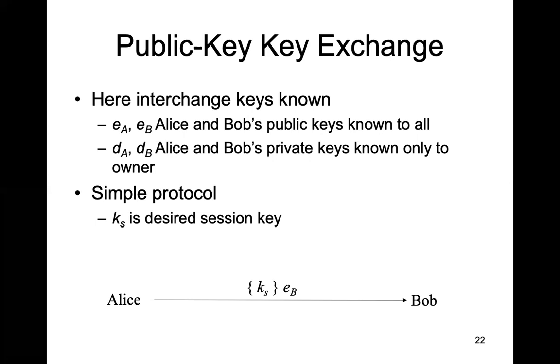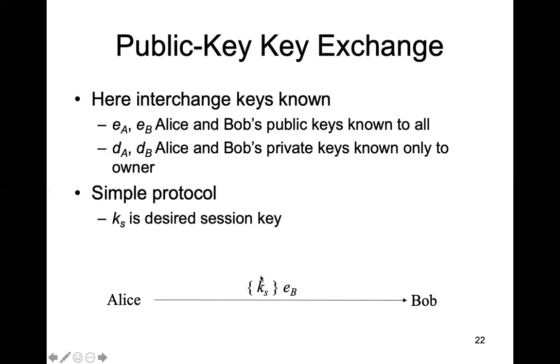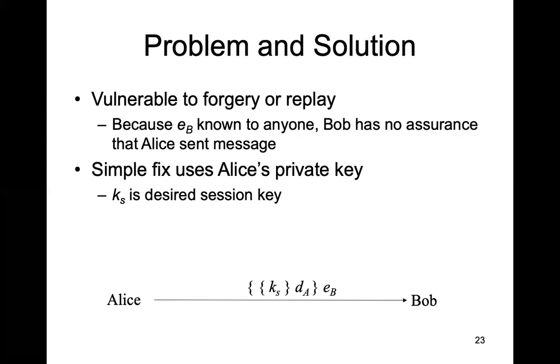Of course, the problem over here is that anybody can send a message to Bob like this, claiming to be Alice, therefore establishing what is called a man-in-the-middle attack. So it is vulnerable to forgery. It's also vulnerable to replay. Anybody can also replay the message by just observing this message being sent, and forcing Bob to reuse session keys.